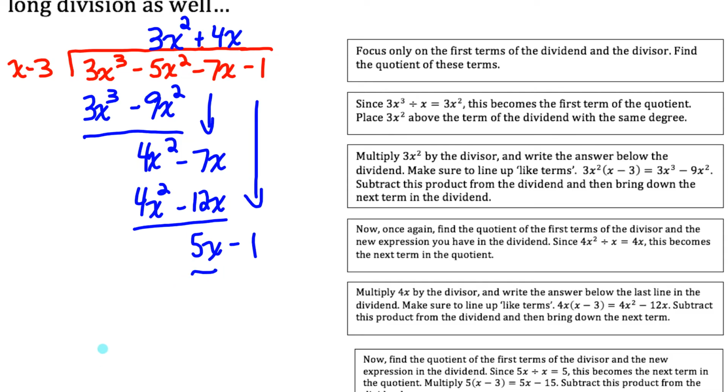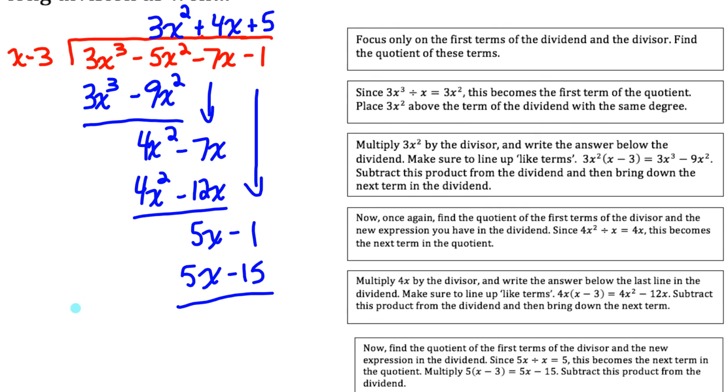First term in the dividend, which is 5x, divided by first term in the divisor, which is x. 5x divided by x is 5. 5 times x is 5x, and 5 times negative 3 is negative 15. Make sure we're always lining up like terms so that when we do our subtraction, we're only ever collecting like terms together. 5x minus 5x is 0, and negative 1 minus negative 15 is 14. That's our remainder because there's nothing else to bring down. And also you should notice that the remainder is always going to be 1 degree less than the divisor.